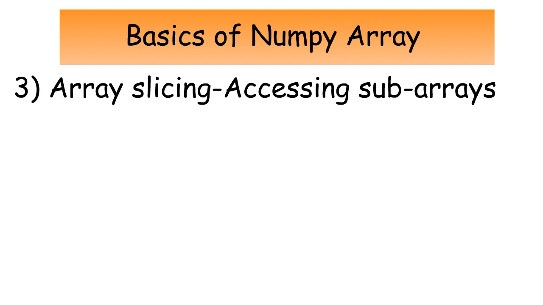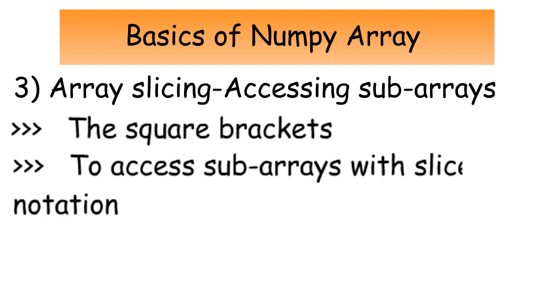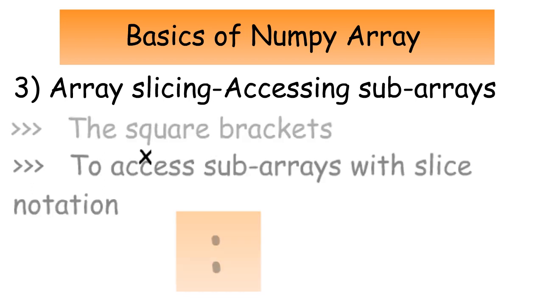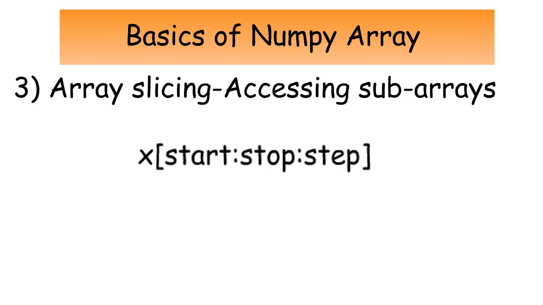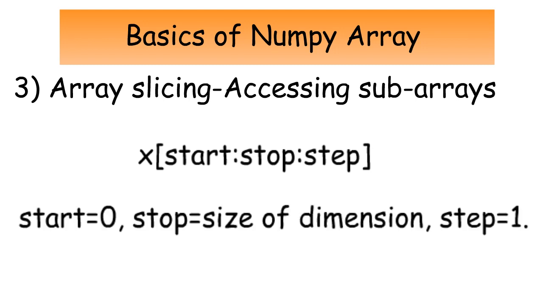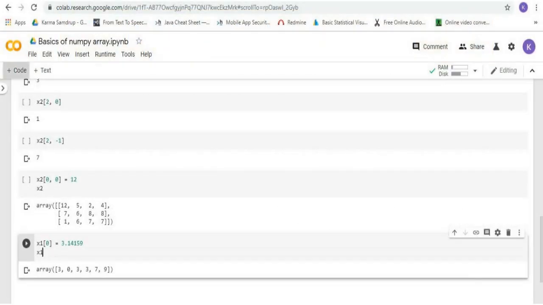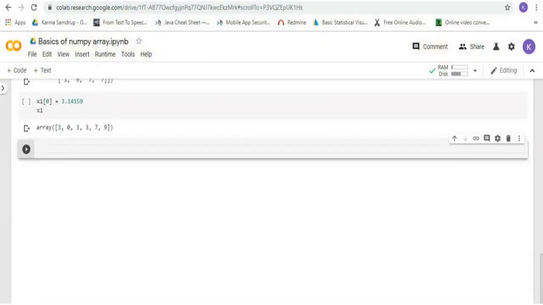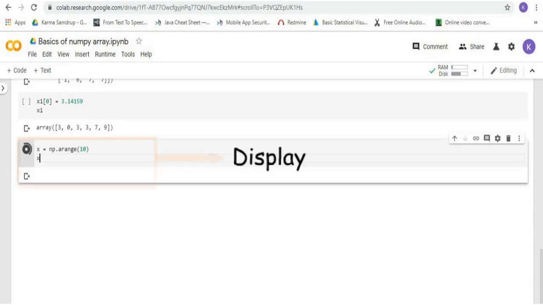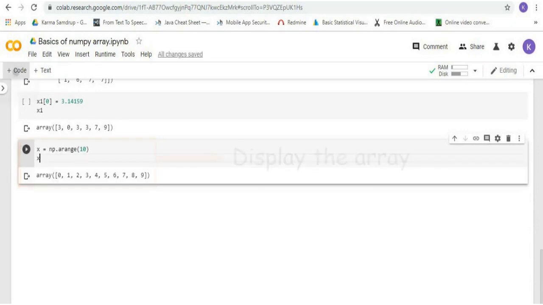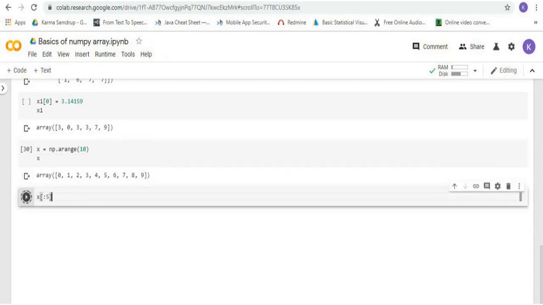We can also use the square brackets to access sub-arrays with the slice notation marked by the colon. The NumPy slicing syntax is this. However, if any of the values is not specified, then the default value is this. Now, we'll try to look at how to access sub-arrays in one dimension. First, we'll display the array like this. Now, we'll try to print the array using the above syntax.